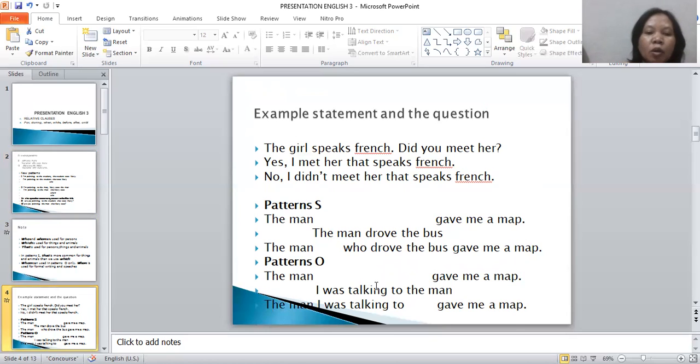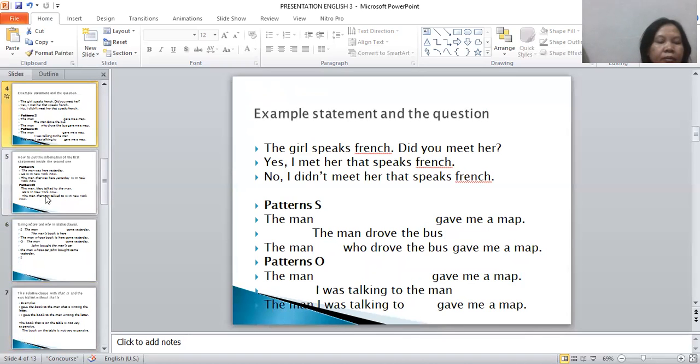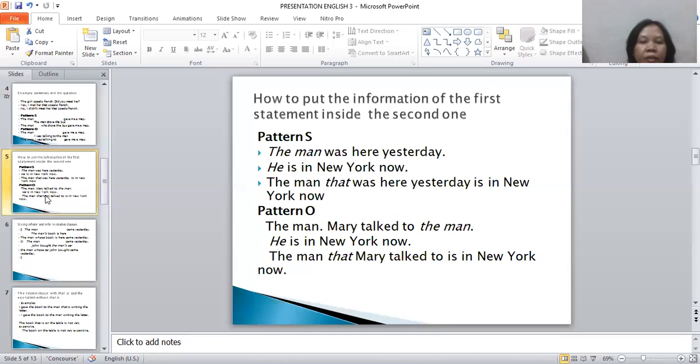For the object pattern, the man gave me a map. I was talking to the man. The man I was talking to gave me a map. And then we learn how to put the information of the first statement inside the second one.